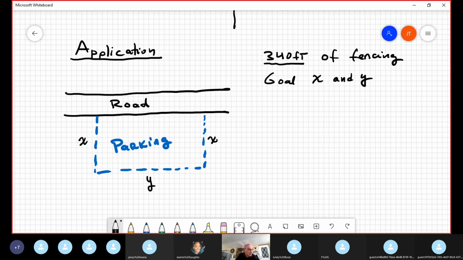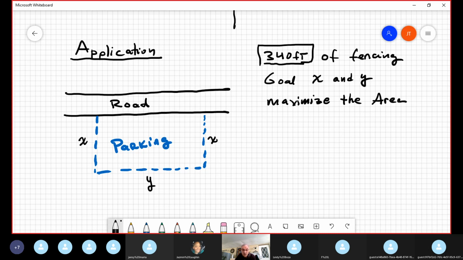such that we maximize the area. Okay, the maximum area, when the constraint or restriction of the fencing is 340.